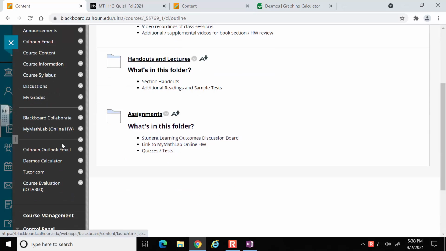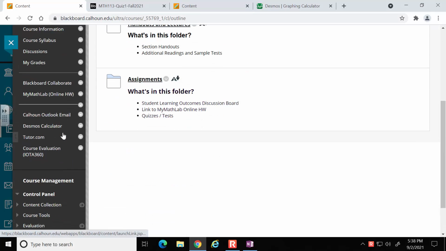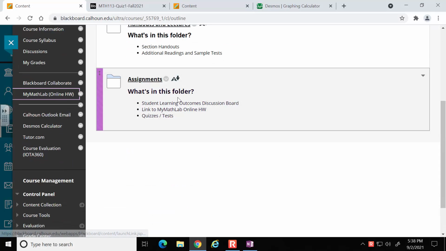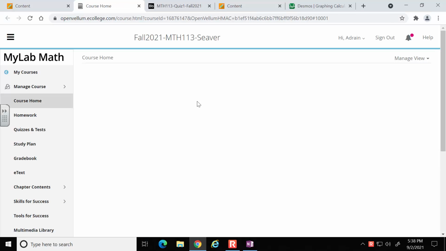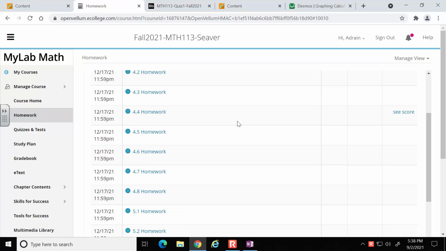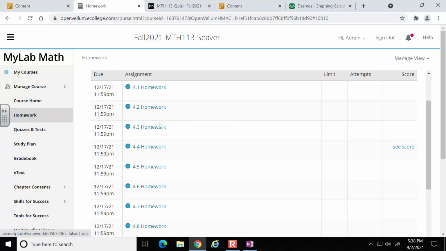So I'm going to pull that up already. If I go to MyMathLab online homework, and then I'm going to go to course home. You can go to all assignments if you just want the assignments. There's other stuff in here. Okay, and then I'm going to go to homework, and there we go. Sections 4.1 through 4.3.